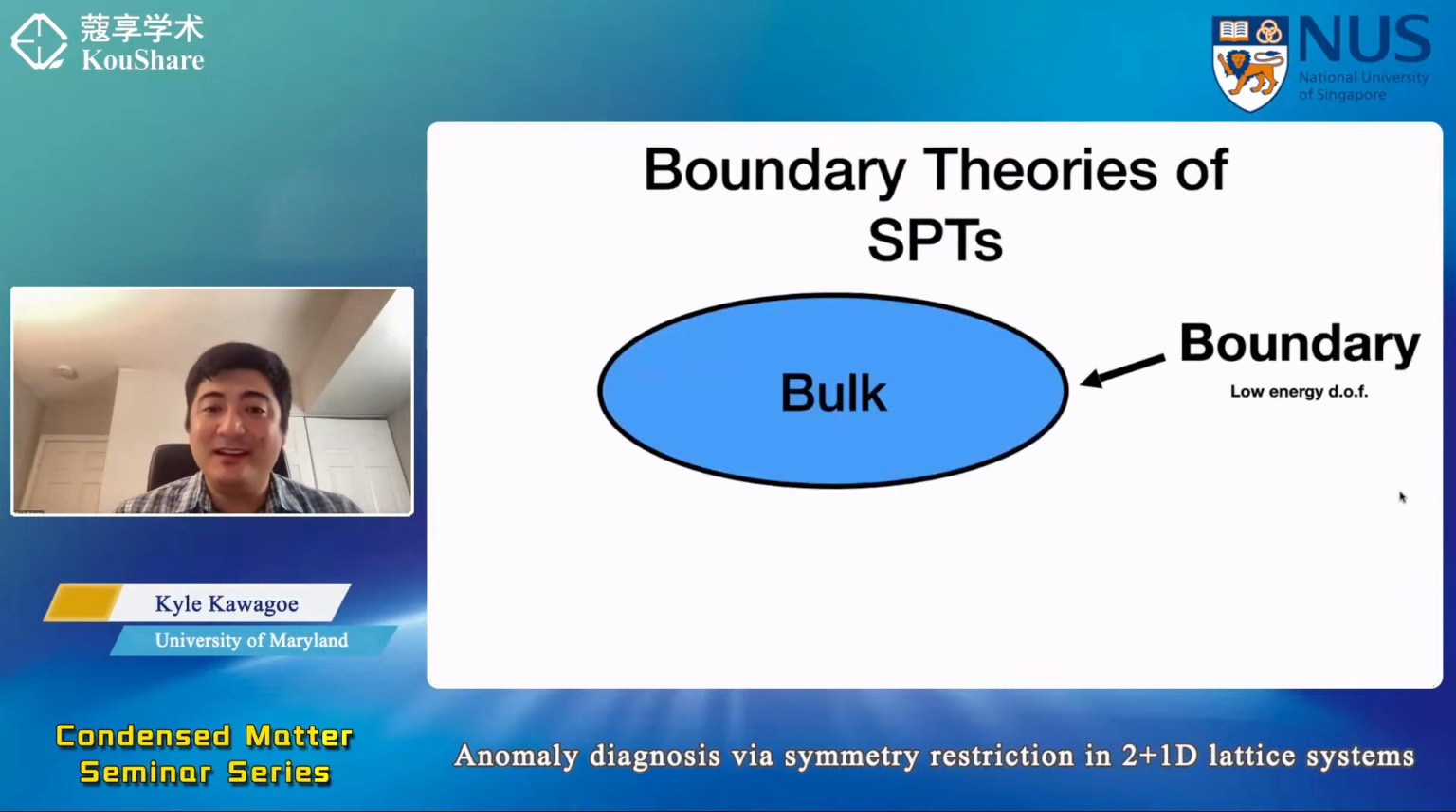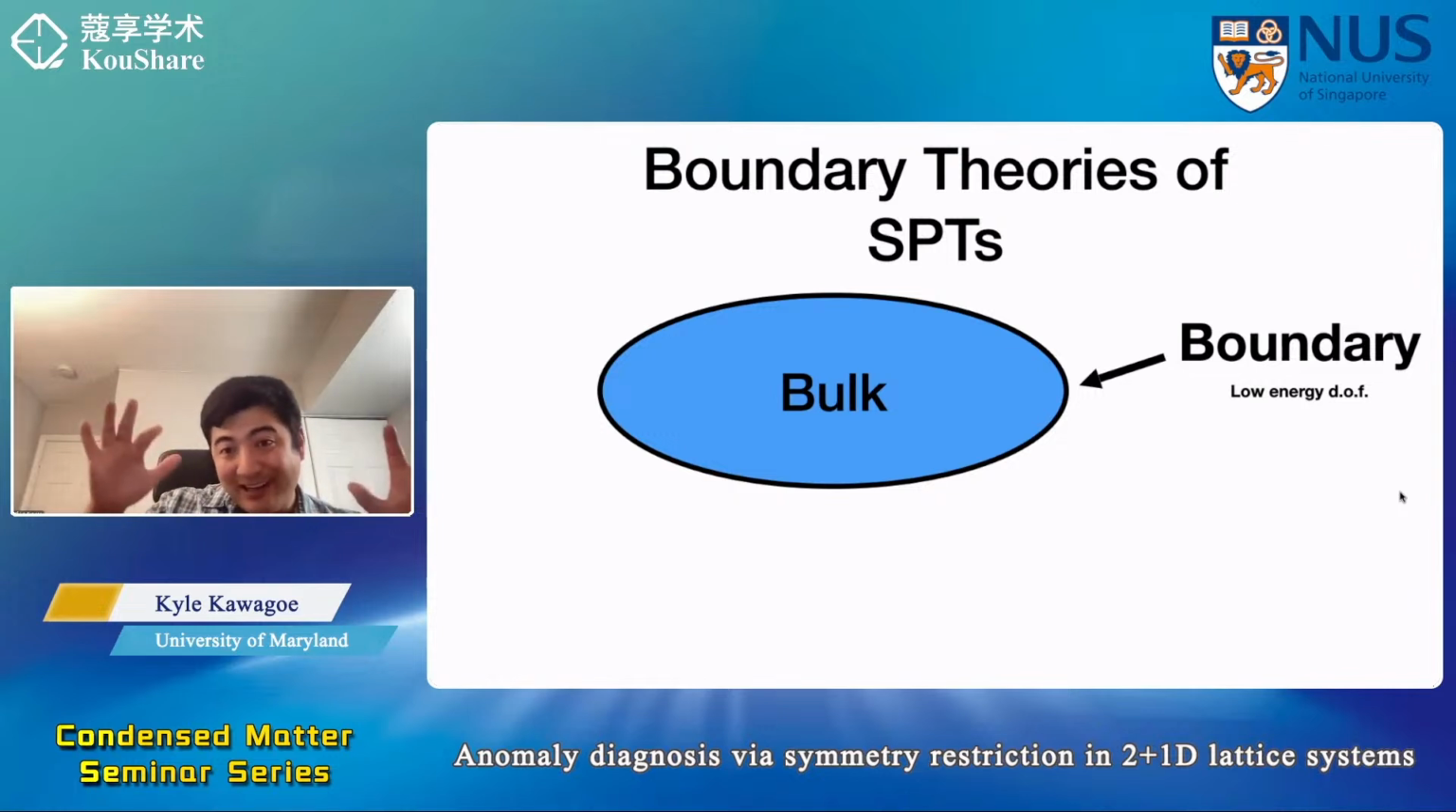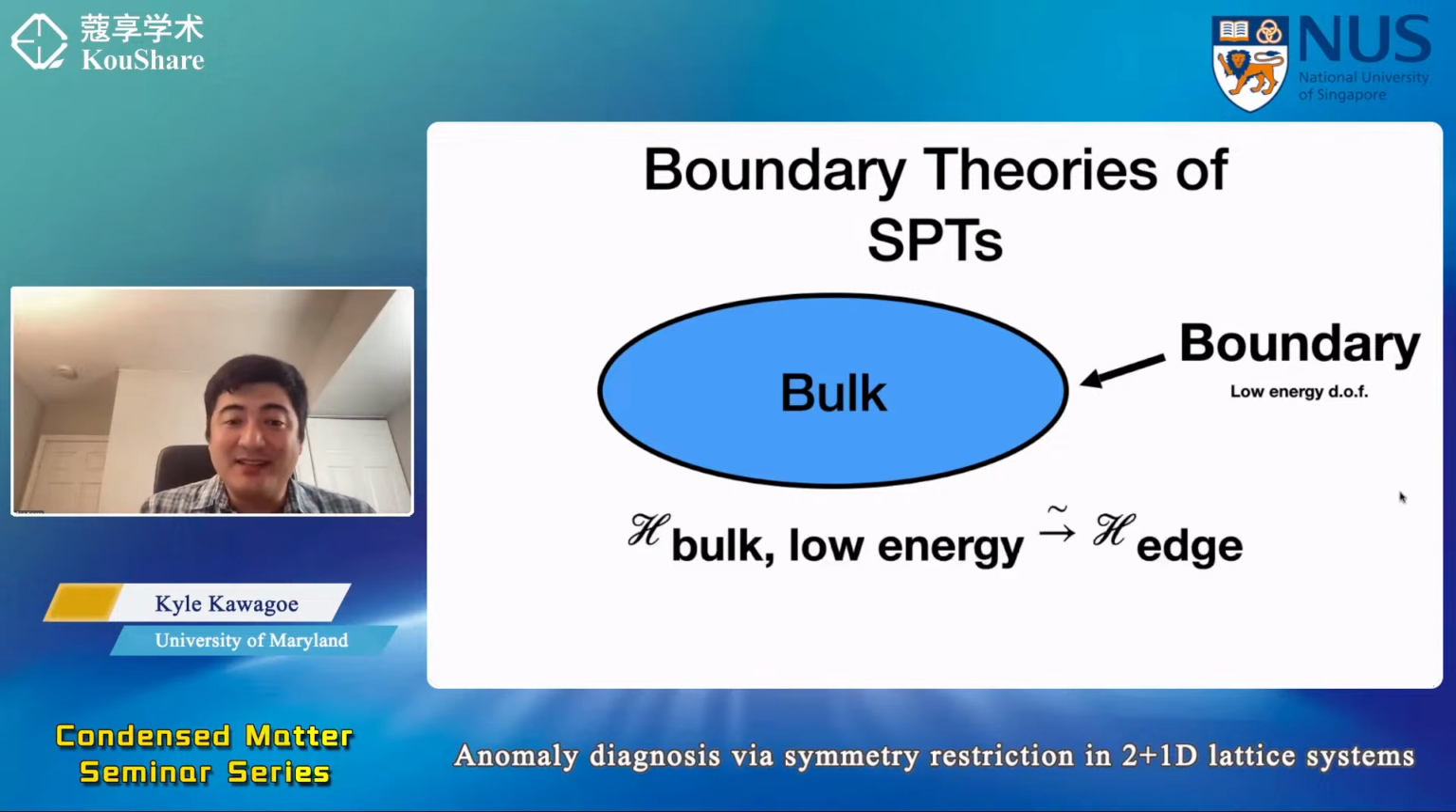The boundary theories of SPTs are interesting because SPTs have a sort of holographic principle. If you look at the low energy degrees of freedom of a symmetry protected topological phase, that is to say, the ground state subspace for an SPT, there's a correspondence between that ground state subspace and the boundary degrees of freedom. If you fix the boundary, the bulk ground state is completely specified. So this gives you an isomorphism between the bulk low energy Hilbert space and the edge Hilbert space, the boundary Hilbert space.